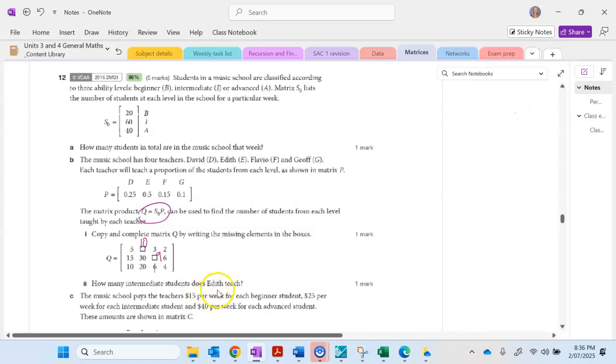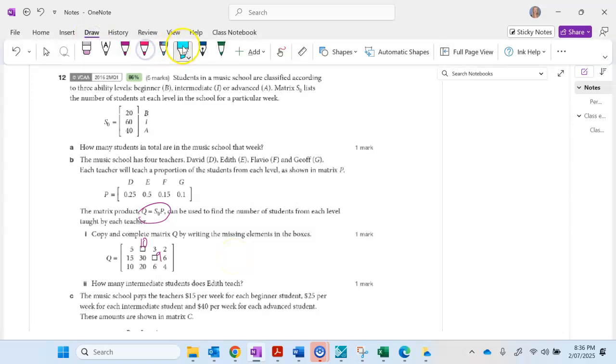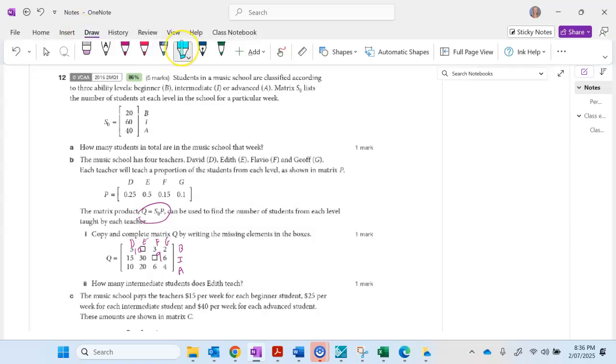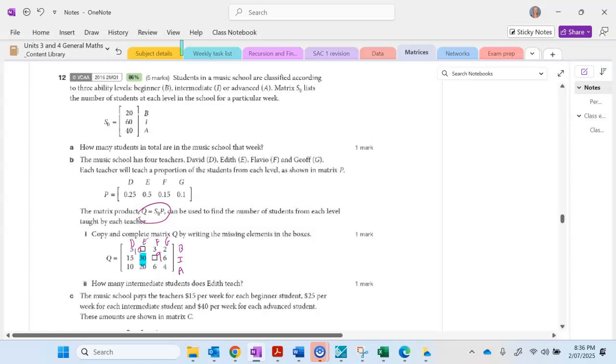How many intermediate students does Edith teach? So we've got to think about the position for intermediate and Edith. So actually we can just put them on. So B, I, A: beginner, intermediate, and advanced, and then up the top. All right, so that was 10. We have D, E, F, G. So Edith, intermediate, is here. So she teaches 30 students.